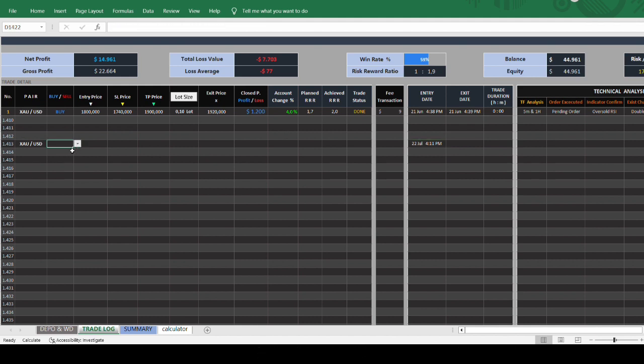Then buy or sell, I choose buy. Entry price, let's say we open buy at 1810, stop loss at 1800, and take profit at 1820. And for lot size, we can just fill it.